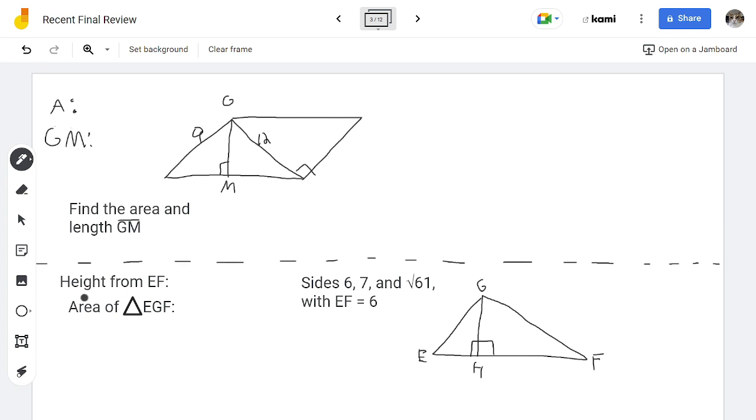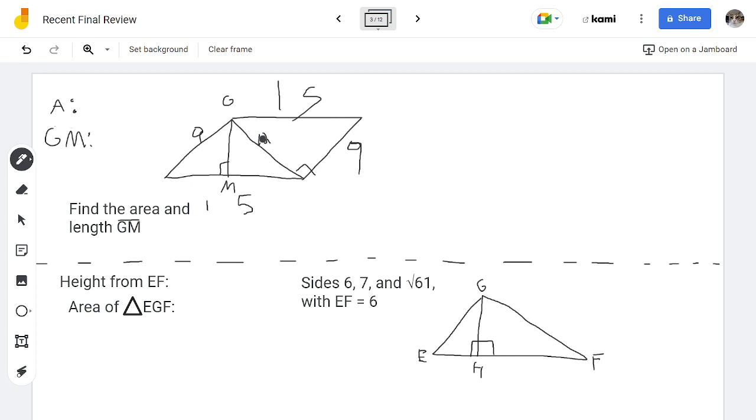And then you're probably going to have some problems like this. We have to find the area and the length of segment GM. First thing, this is 9 and this is 12. I'm pretty sure this is a parallelogram, so opposite sides are congruent. So this is 9, which makes this a 9, 12, 15 triangle. Makes this 15, and makes this 15, of course.